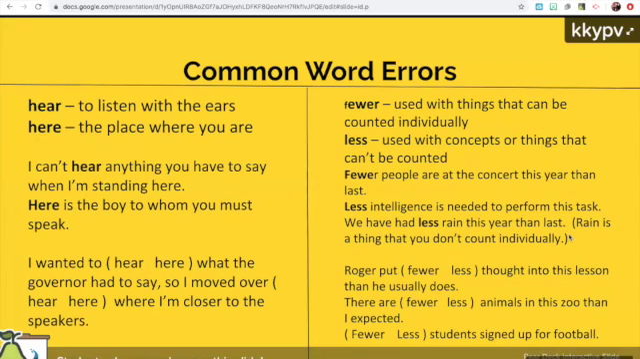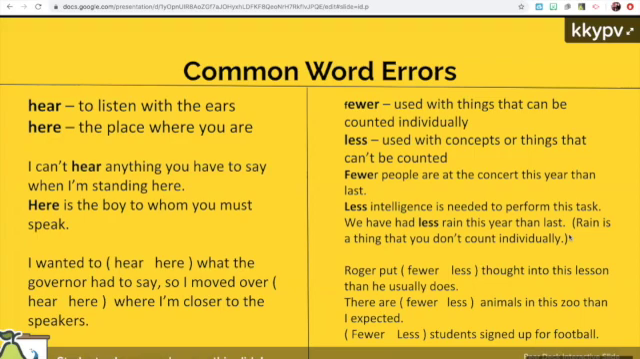And our last common word errors for this week, here, HEAR is to listen with the ears, and HERE is the place where you are. So I can't hear anything you have to say when I'm standing here, or here is the boy to whom you must speak. Okay, I wanted to hear what the governor had to say, so I moved over here, where I'm closer to the speakers.